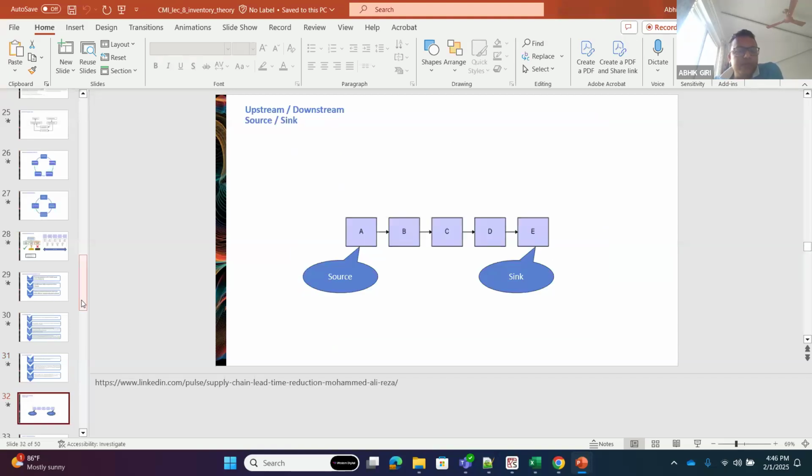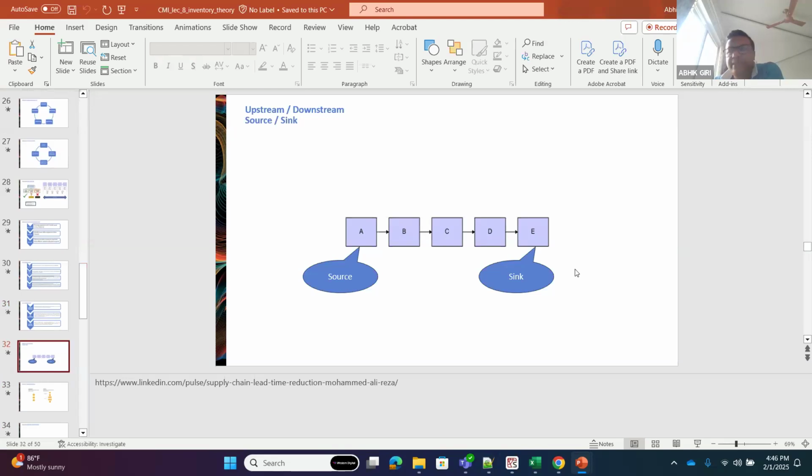Now, there's something called upstream and downstream. If there are multiple processes, and let's say A and B are two consecutive processes, then A is the upstream of B and B is the downstream of A. And what are source and sink? Source is the first operation in the chain, which has no further upstream, and sink is the last operation in the chain, which has no further downstream. These are some common terminologies we use in manufacturing.